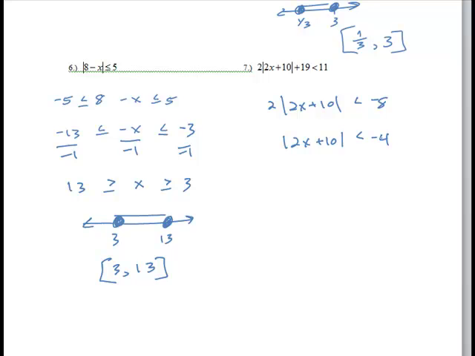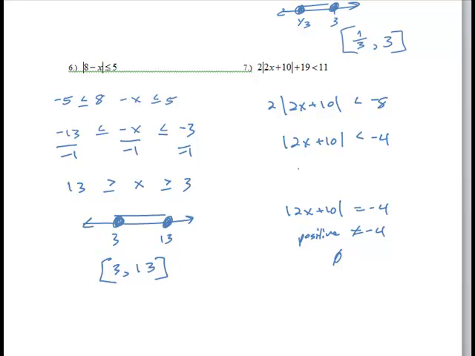And at this point, you should notice that there's not going to be any solution to this inequality. We know that an absolute value can never be equal to a negative number. So if this would have been the absolute value of 2x plus 10 is equal to -4, right away we know that's no solution, because any absolute value is going to be positive, and a positive number would never be equal to a negative number.